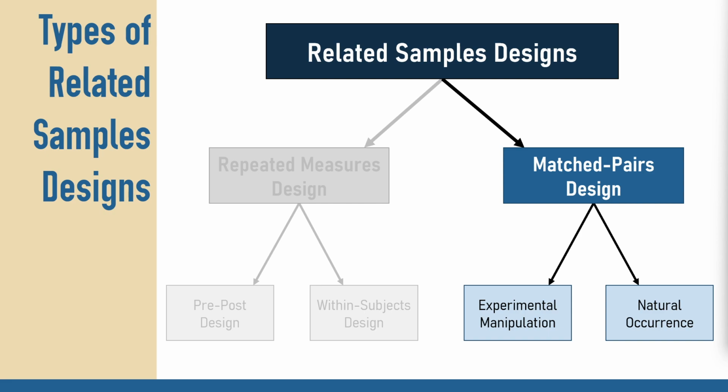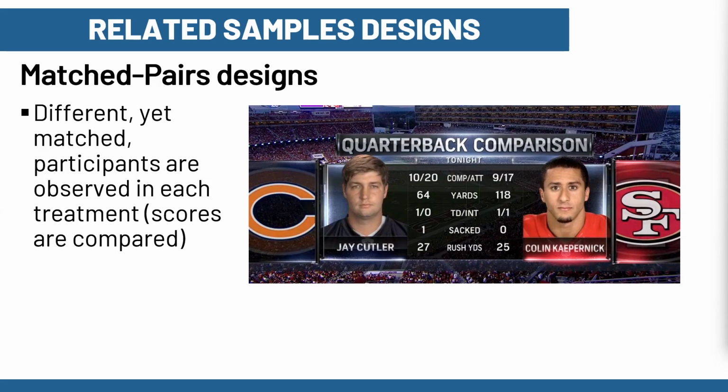And then for match pairs, again, this one I've encountered a lot less, so I don't really spend too much time on it. I already mentioned the example experimental versus natural. But one example, if this helps, if you've ever watched a football game on TV, or even maybe this picture will tell you enough. So in match pairs designs, let me back up. We have different yet matched participants who are observed at each treatment, and we're basically comparing scores, right? So people in different groups, but we've matched them somehow, and so we're comparing them directly.